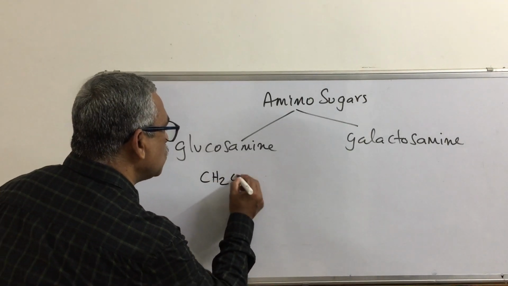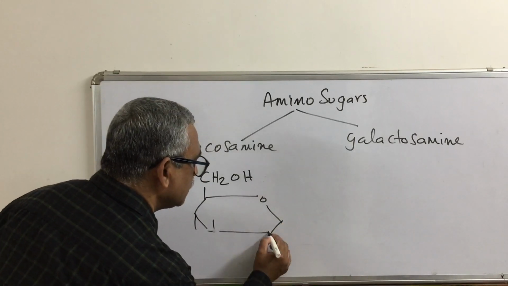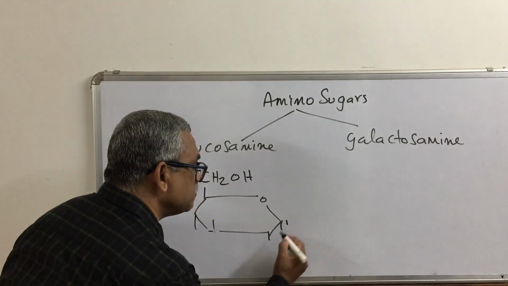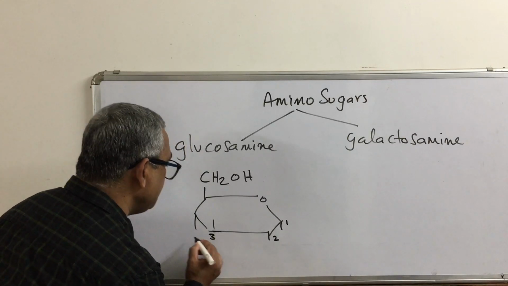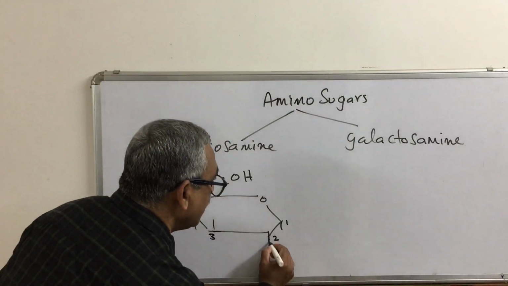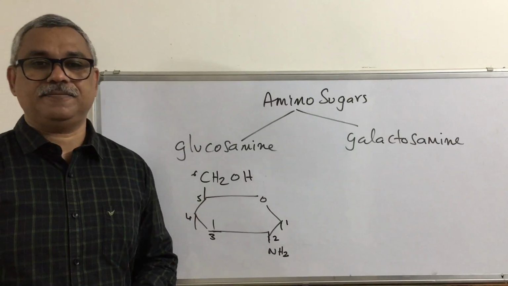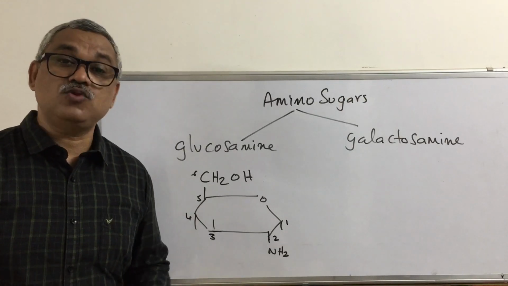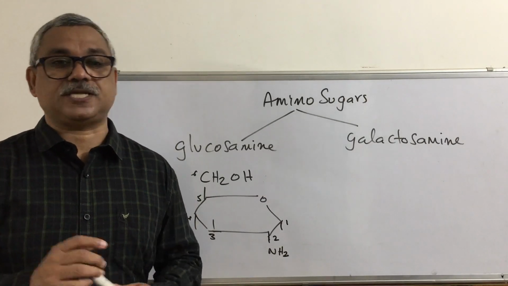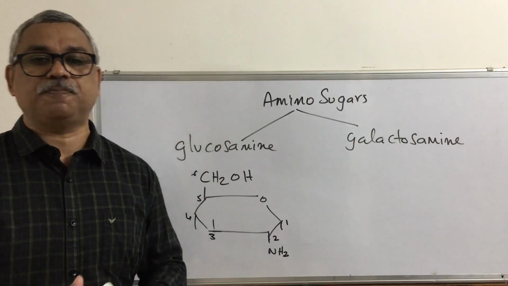So this is glucose. If the amination happens at the second position, this is position 1, 2, this is 3, this is 4, 5 and 6. At the second position, an amino group is added. So therefore, this becomes glucosamine. Glucosamine is found in mucopolysaccharides and it is also found in blood group substances. So this glucosamine has a variety of functions to perform.